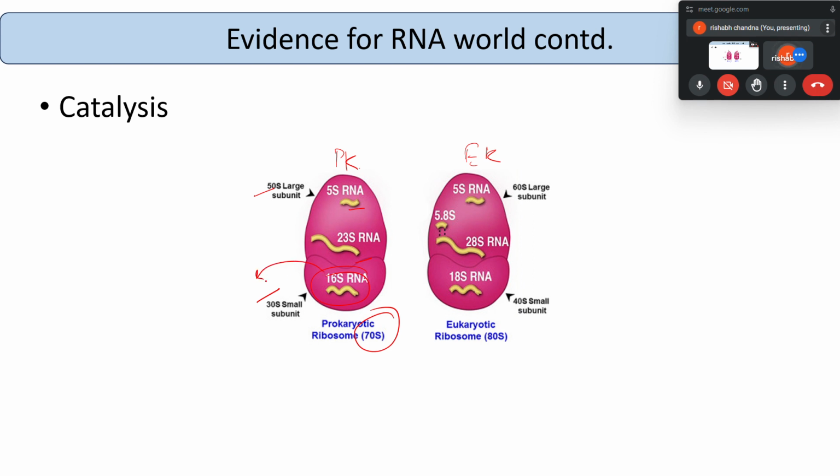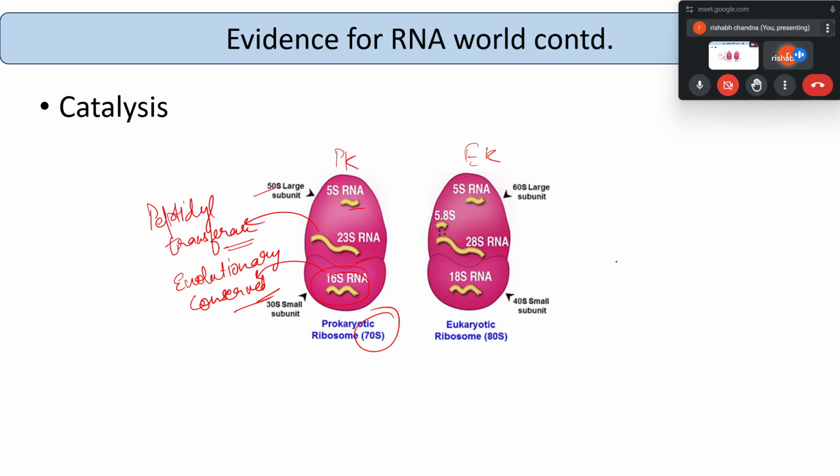So 16S has two roles. First, it is evolutionarily conserved, so it can be used in phylogenetics. Secondly, it helps in protein synthesis, in positioning the small subunit on the mRNA. Then we have the 23S rRNA, which is basically the peptidyl transferase, so it helps in the formation of the peptide bond.